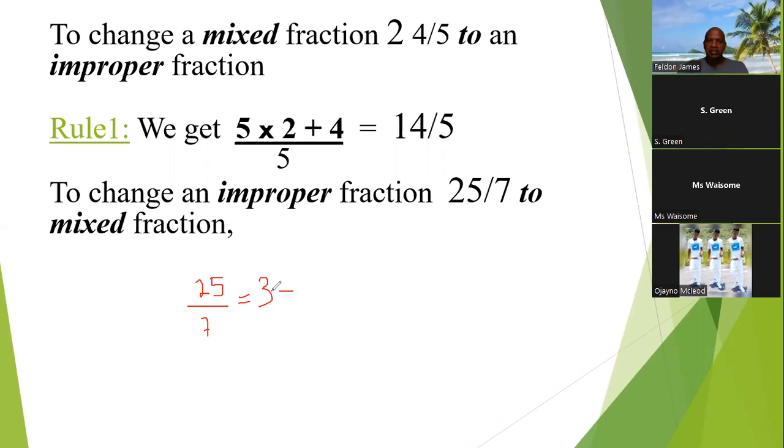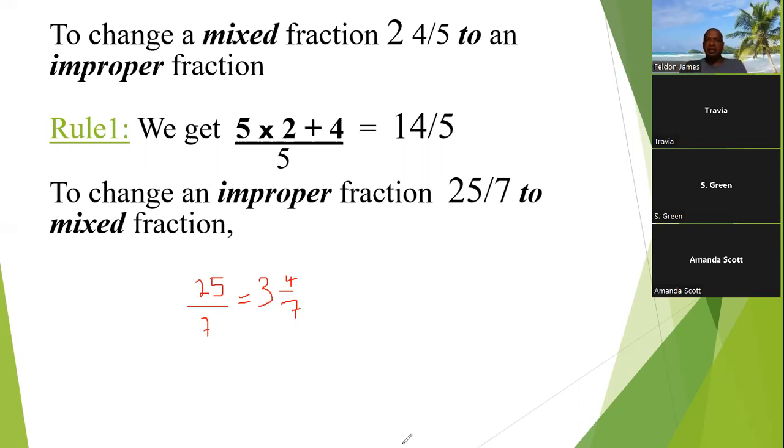Now, how do we find the remainder after we take out the 3 wholes? 3 times 7 gives you 21, so we know the 3 wholes use 21 slices. Up in the numerator where we have 25, we take away 21 from 25 and we get 4. We put the 4 extra parts over the 7. All right, and so that is the principle behind the conversion.